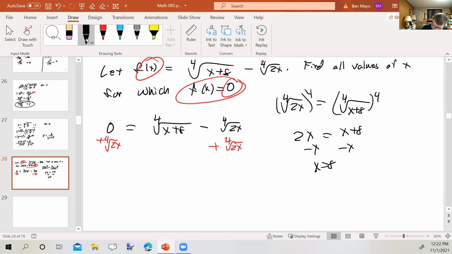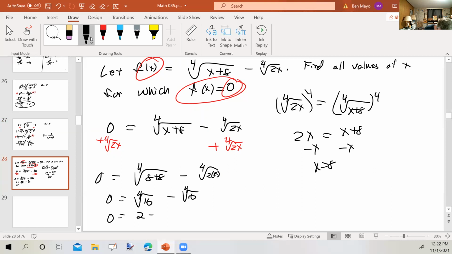Let's check our work. 0 equals the fourth root of 8 plus 8 minus the fourth root of 2 times 8. 0 equals the fourth root of 16 minus the fourth root of 16. 0 equals 2 minus 2. 0 equals 0. It checks.